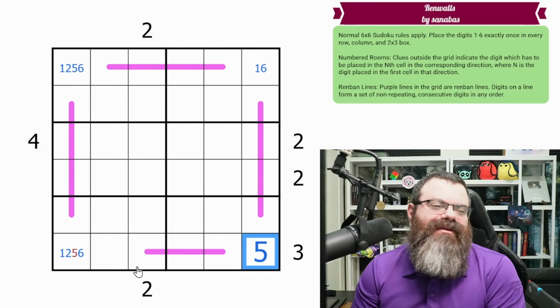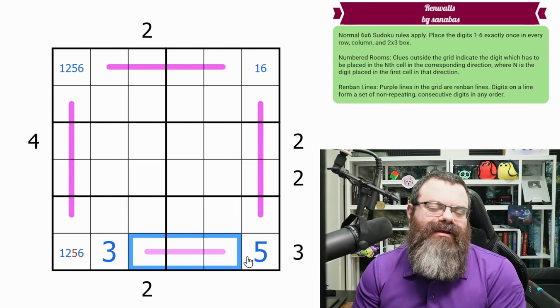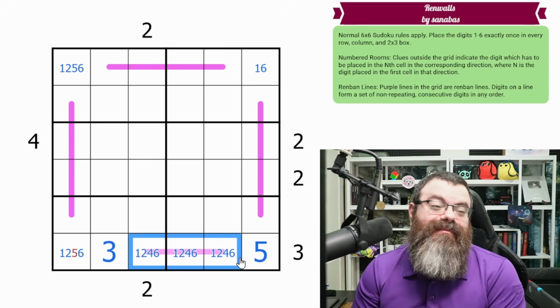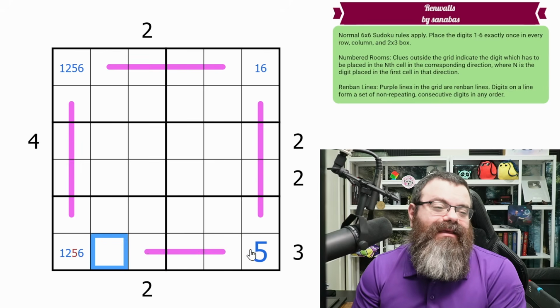So if I put a 5 here and a 3 here, I now don't have a 5 or a 3 on this 3-cell Renband, and that just doesn't work. If you think about it, if we're missing the 3 off the Renband, which is kind of how I thought about it, then we must be 4, 5, 6, but we just put a 5 outside of it. So 4, 5, 6 doesn't work. The only digits left are 1, 2, 4, and 6, and we can't make 3 consecutive digits out of that. So that's not going to work.